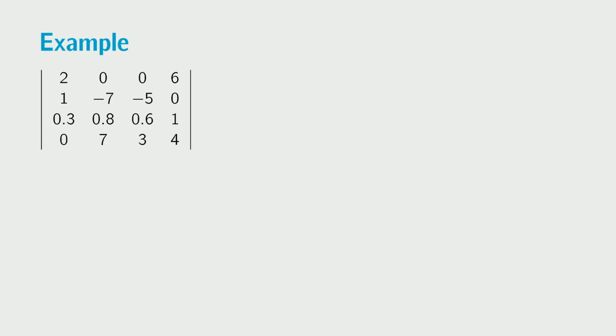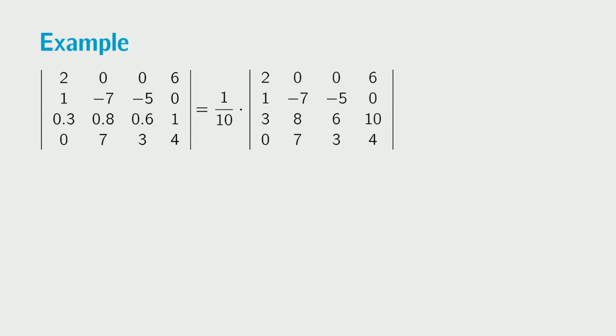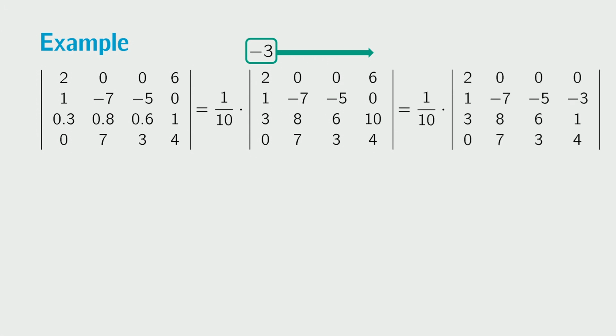First, I don't like to work with fractions, so I'll take out the factor of 1/10 in the third row. The 1/10 becomes a factor before the determinant, and the third row of the determinant is multiplied by 10. Then I'd like to take advantage of the 2 zeros in the first row. I'll reduce the 6 in the top row to 0 as well. Therefore, I subtract 3 times the first column from the last column. The value of the determinant stays the same.